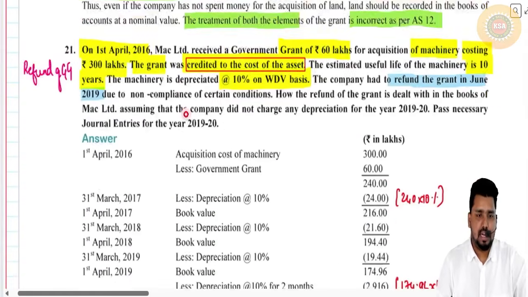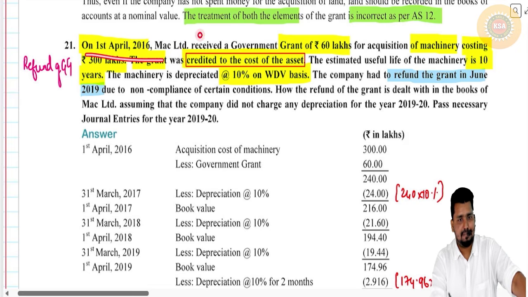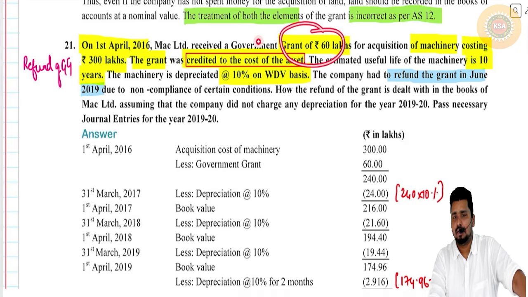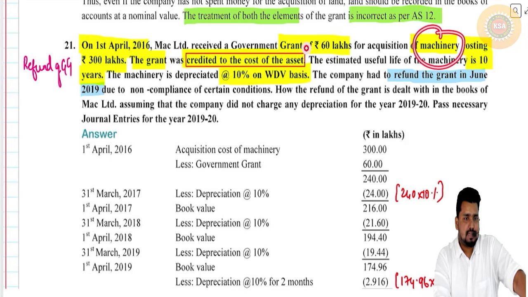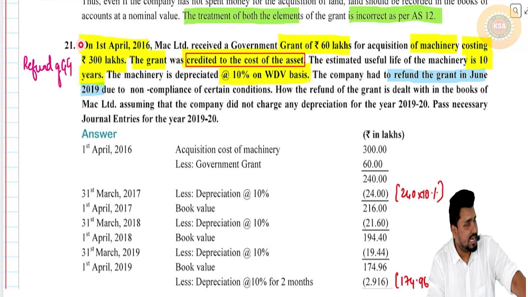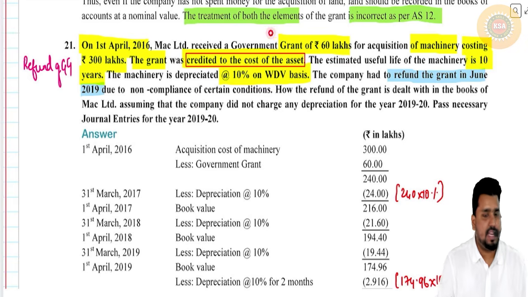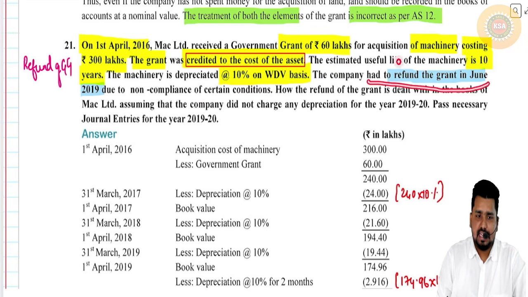Clear or not clear? One last sum, with that we'll finish. Important sum. Listen. On 1st April 2016, MAC Limited received a government grant for acquiring a depreciable asset, machinery. How much? Grant is 60. Cost of the plant, that is machinery, is 300 lakhs. The grant is credited to the cost of the asset. The estimated useful life is 10 years. Depreciation is on 10% WDV. The company had to refund the grant in June 2019 due to non-compliance.